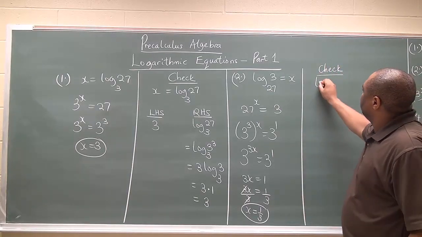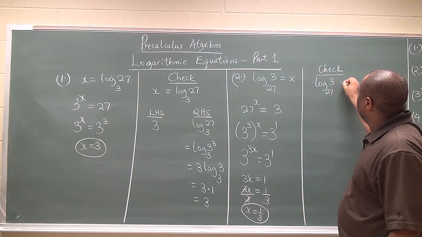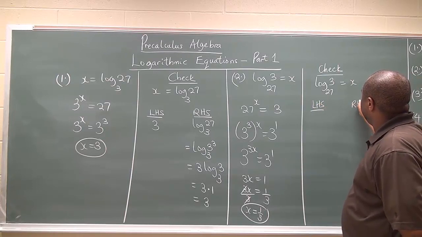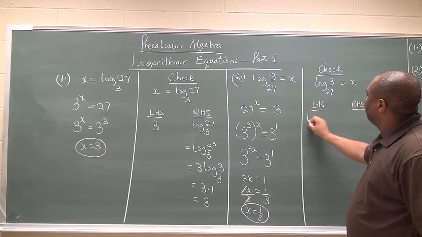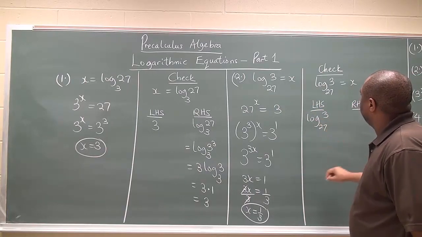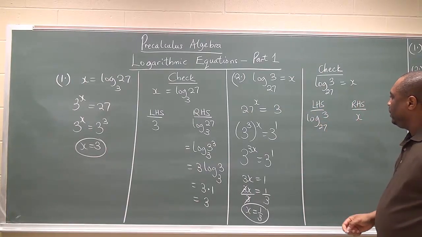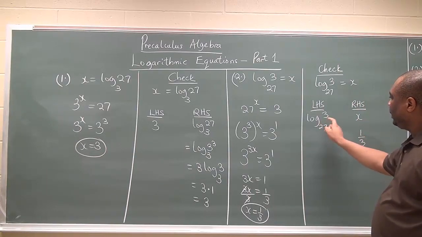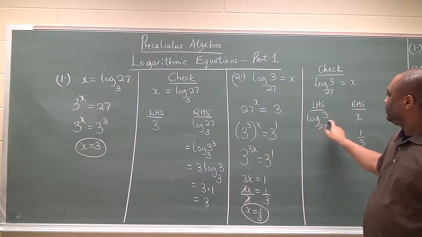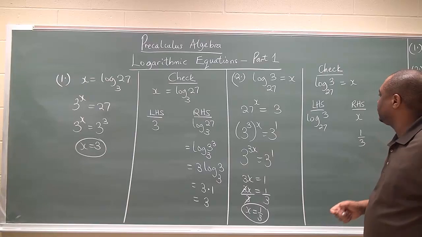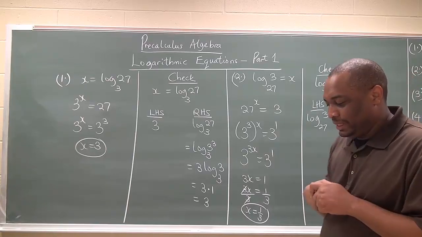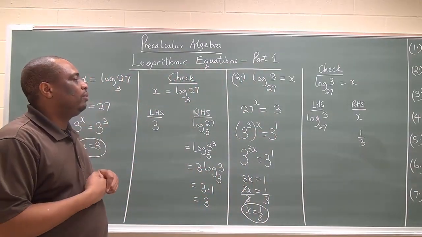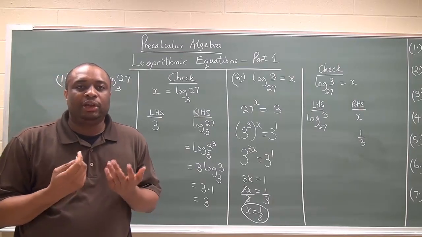So when we check, we write our equation, log 3 base 27 equal to x. Then we write our left-hand side and our right-hand side. Our left-hand side is log 3 base 27. Our right-hand side is x, which here is 1/3. Okay, how do you solve this with the laws of logarithms? Now, you see here that the base is 27. So log 3 base 27. How are you going to do that? Now, what we can do is a change of base.